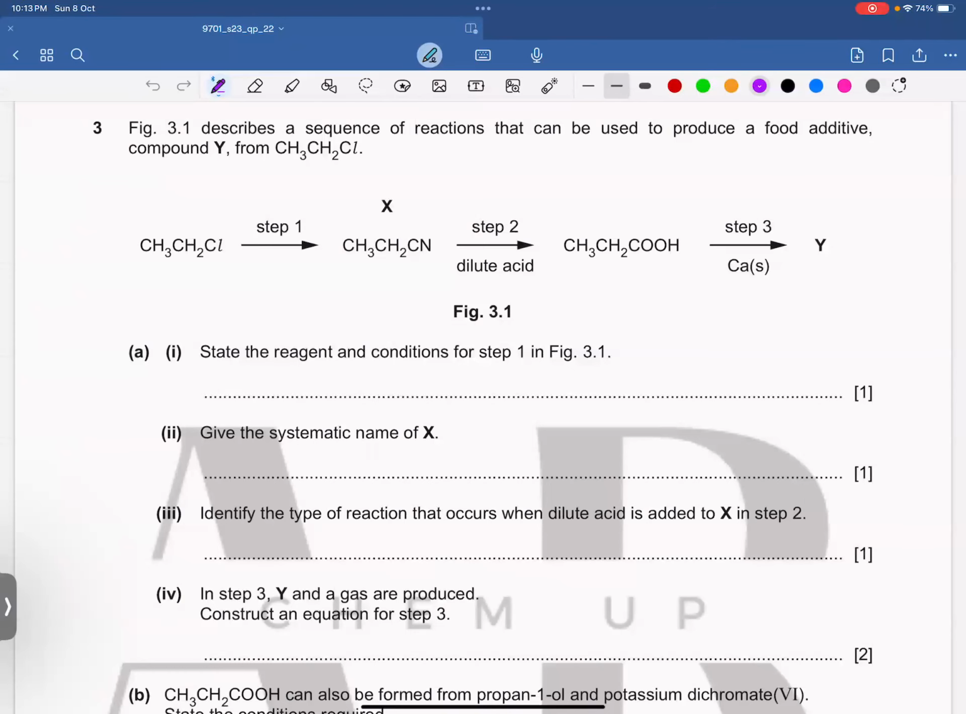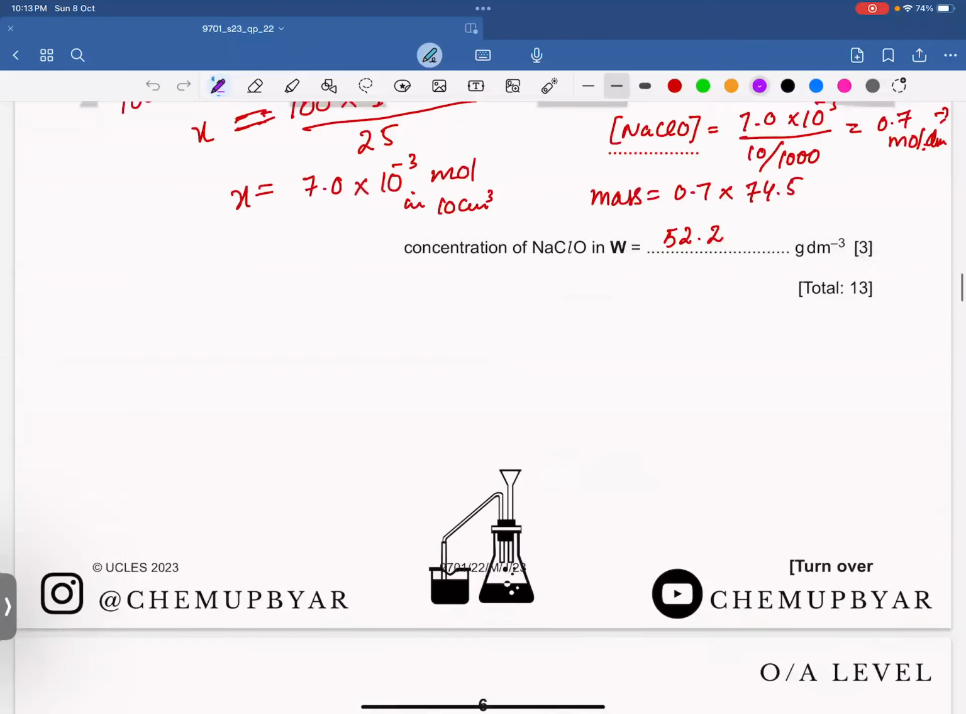Okay, so yesterday we ended on question number 2, and we are doing the May-June 2023 Paper 2-2. So let's start with question number 3.